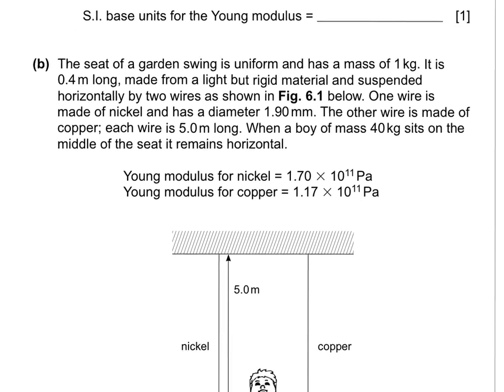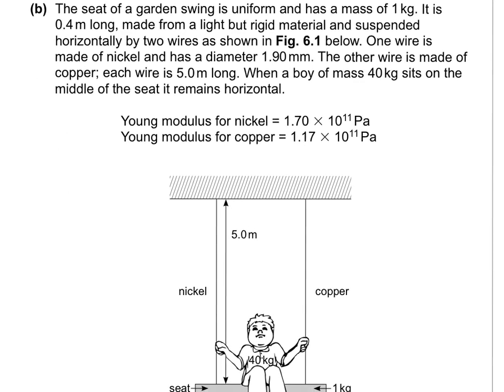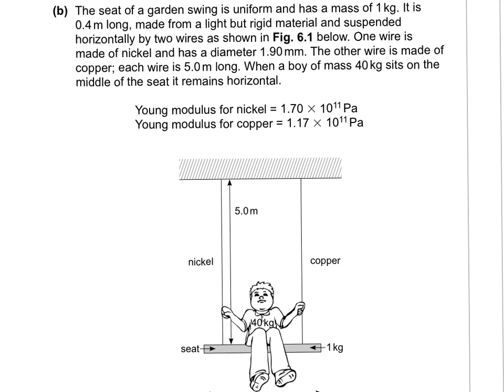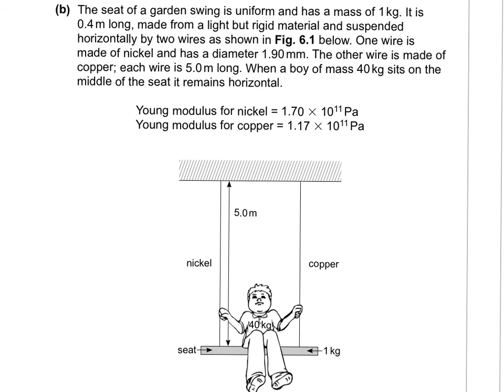Part B then. The seat of a garden swing is uniform and has a mass of 1 kilogram. It is 0.4 meters long, made from a light but rigid material and suspended horizontally by two wires as shown in figure 6.1. One wire is made of nickel and has a diameter of 1.9 millimeters. The other is made of copper and each wire is 5 meters long. When a boy of mass 40 kilograms sits in the middle of the seat, it remains horizontal.